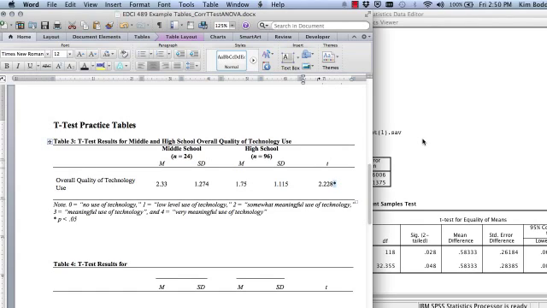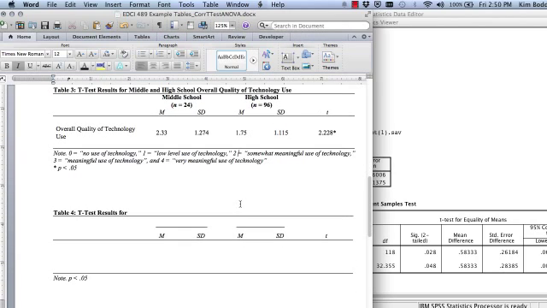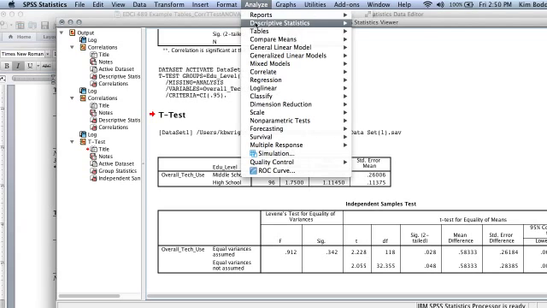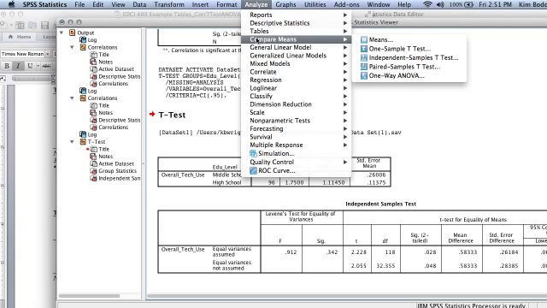Okay, so let's go back to SPSS and we're going to run one more t-test and fill in our blank table. So I'm going to click back here, and remember, it doesn't matter if I can see the data, as long as I can see analyze, I'm good. So I'm going to click analyze. We're comparing means, so compare means. I'm going to go down to independent samples t-test.